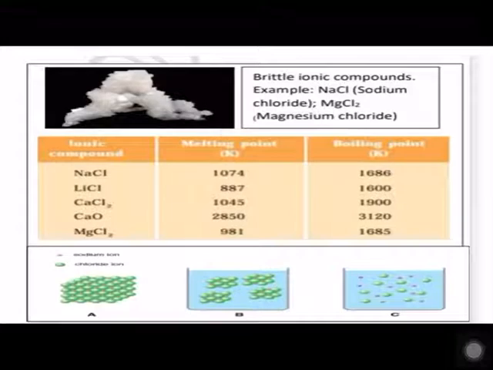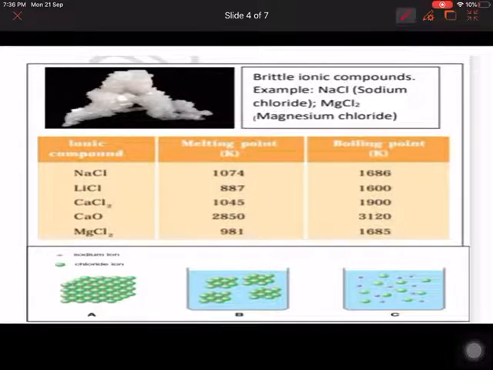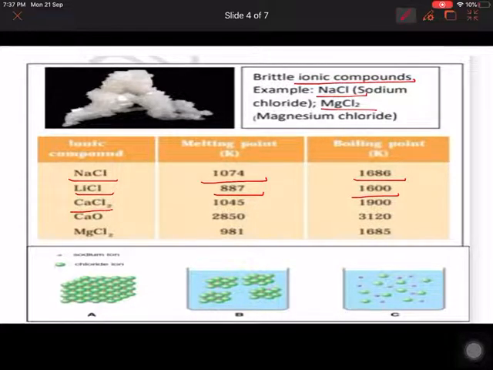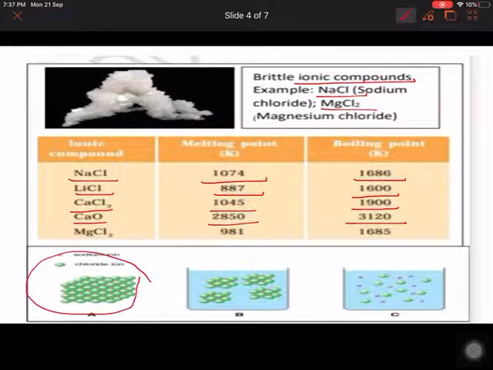Next is the picture of a brittle ionic compound like sodium chloride. You have seen the crystals of sodium chloride, magnesium chloride. Ionic compound sodium chloride: melting point 1074 Kelvin, boiling point 1686. Lithium chloride 887, 1600. Calcium chloride 1045, 1900. Calcium oxide 2850, 3124. So you can see how closely packed the ions are in the case of sodium chloride.